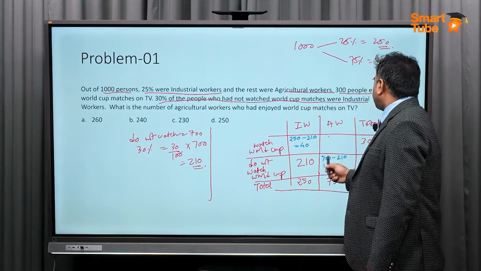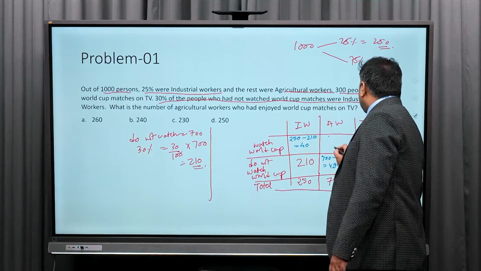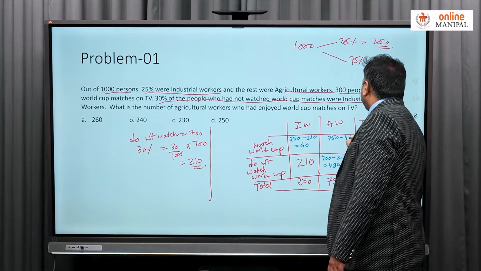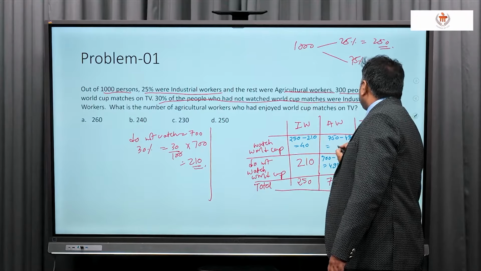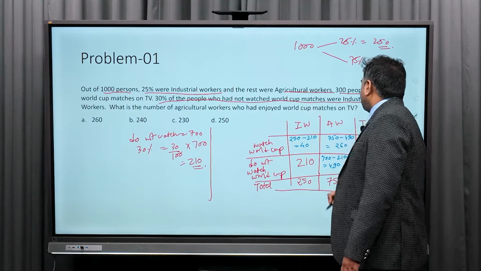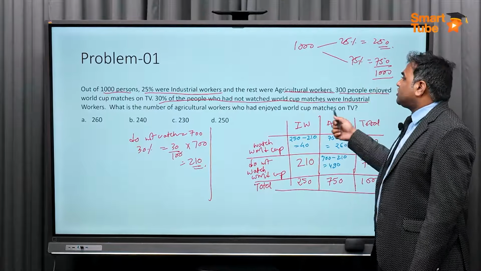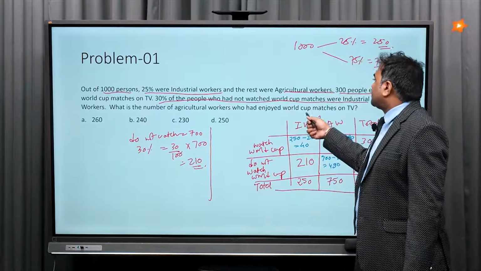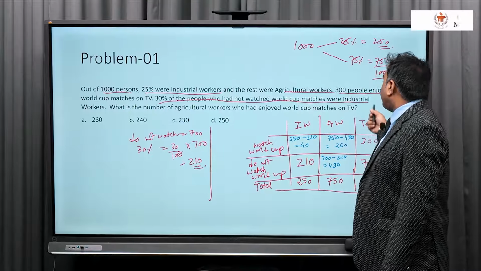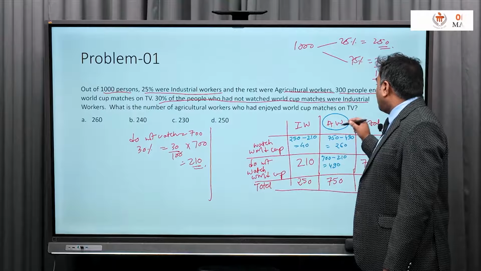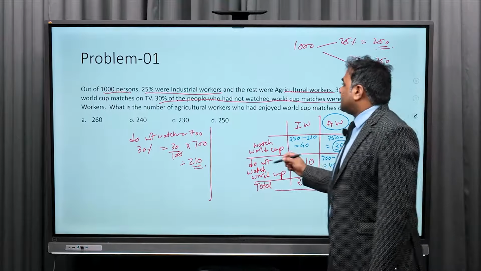And what would be this value? This would be 750 minus 490. If you solve, you will get 260. Clear? So what is your question? What is the number of agriculture worker who watch World Cup match on TV? So how many are agriculture worker who watch World Cup match on TV? Your answer is 260.